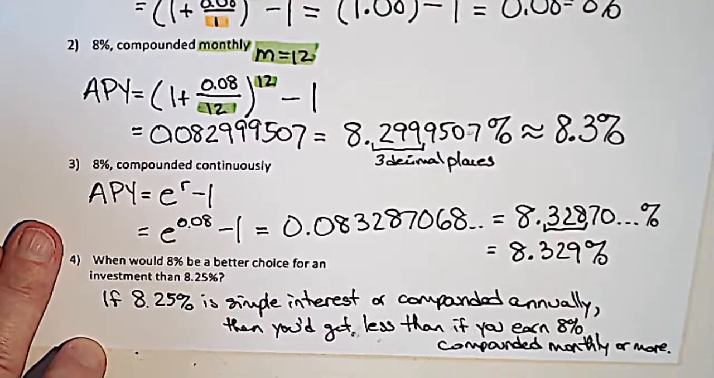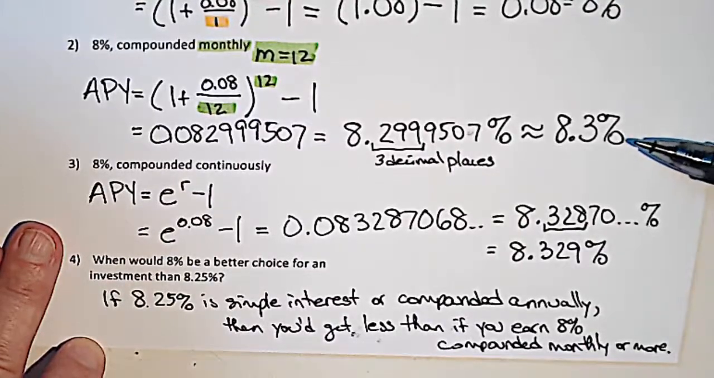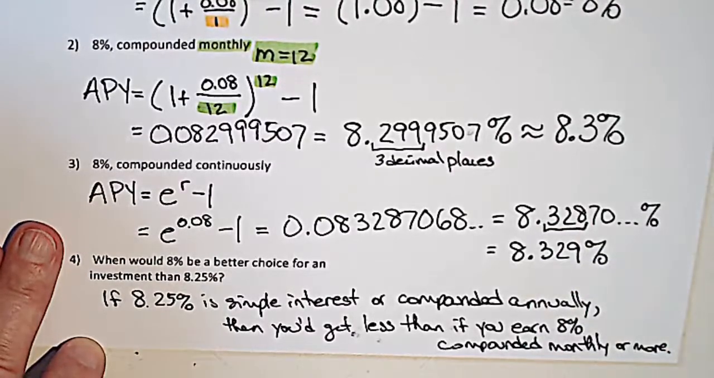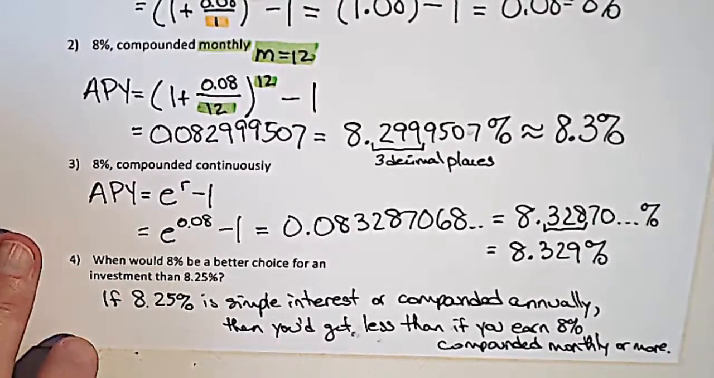Let's try some English. Okay, so if 8.25% is simple interest or compounded annually, then you'd get less than if you earn 8% compounded monthly or more, because compounding monthly looks like 8.3%, and compounded continuously, anything up to continuously, is 8.329. So hopefully that makes sense.